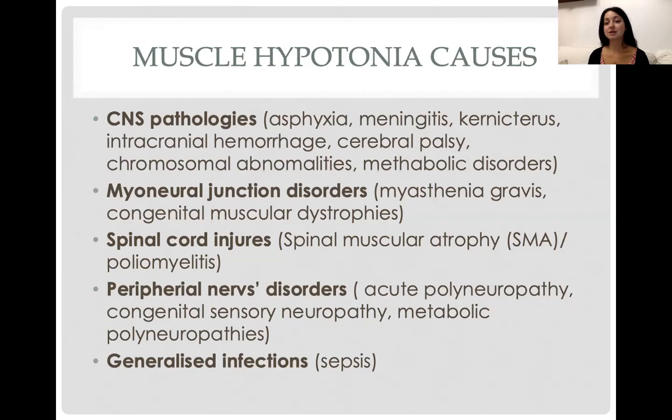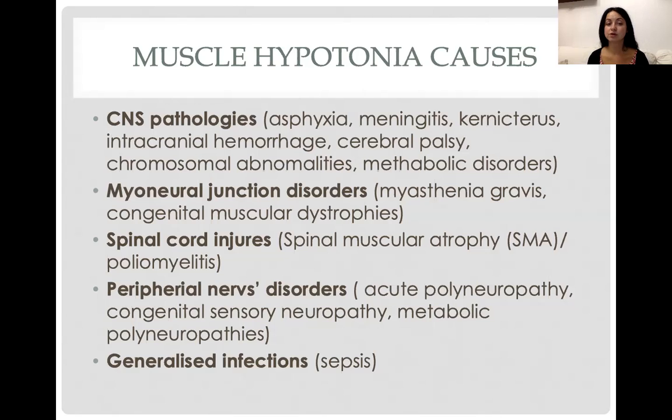But depending on the disorder, it may start in a different period of childhood. For example, myasthenia gravis usually has its onset at the age of puberty, so in teenagers, and mostly in girls. And another example, congenital muscular dystrophy, especially Duchenne muscular dystrophy, starts at the toddler's age.